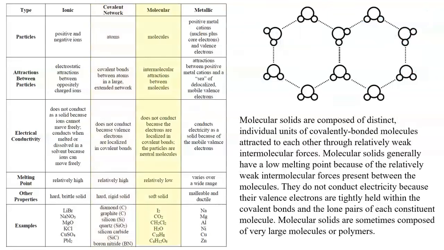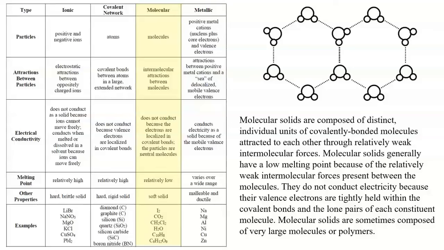Now for molecular, there's lots and lots of examples. Molecular solids are composed of molecules. The attractions between the particles are the intermolecular attractions, so between the molecules. Does not conduct electricity because the electrons are localized in covalent bonds. The individual particles are neutral molecules, so no ions, no free electrons.